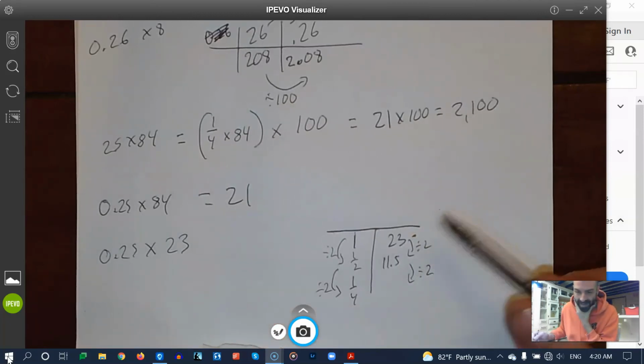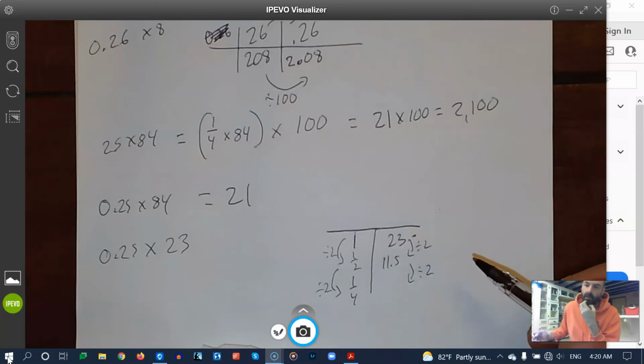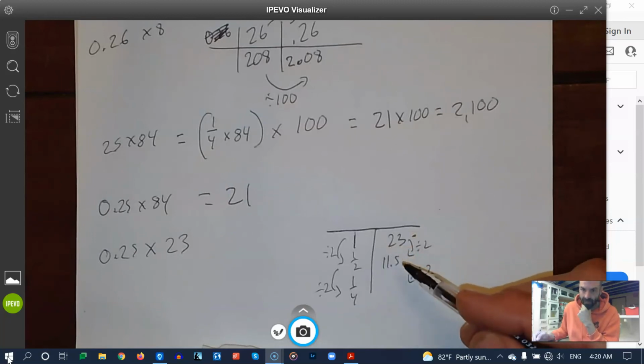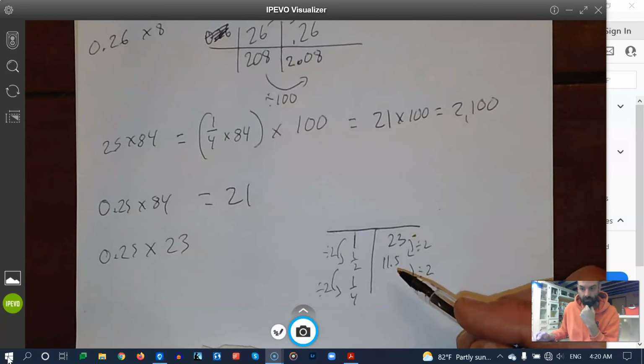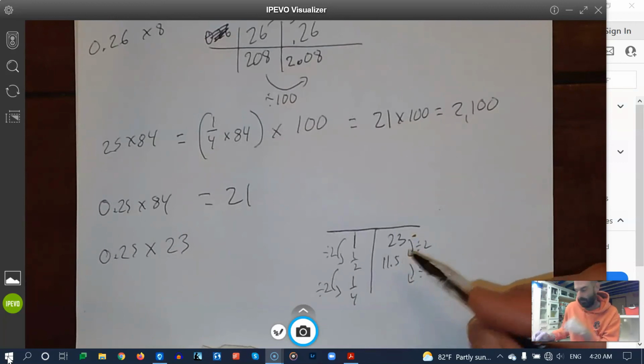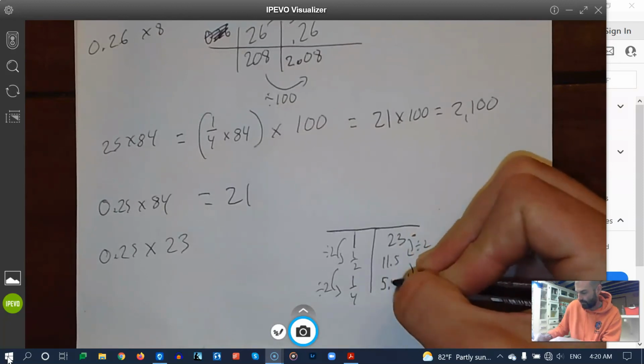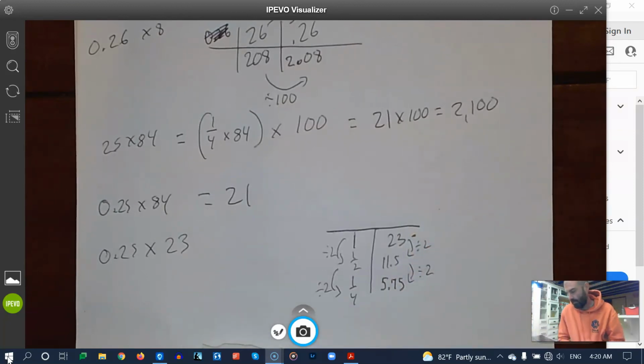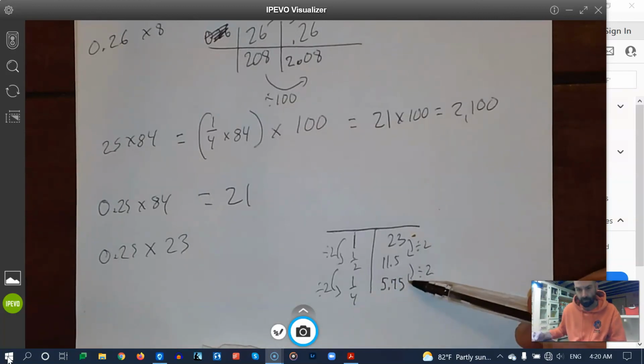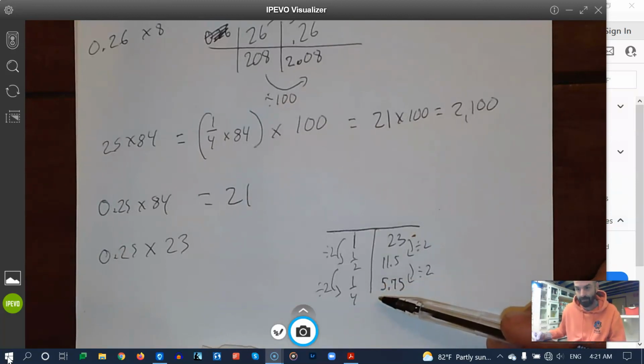So half of 11 is 5.5. Half of a half is 1/4. So that's 5.5 plus 1/4, or another 25/100ths. And that gets me 5.75, right? Because 75/100ths plus itself is 1.5. 5 plus itself is 10. 10 plus 1.5 equals 11.5.